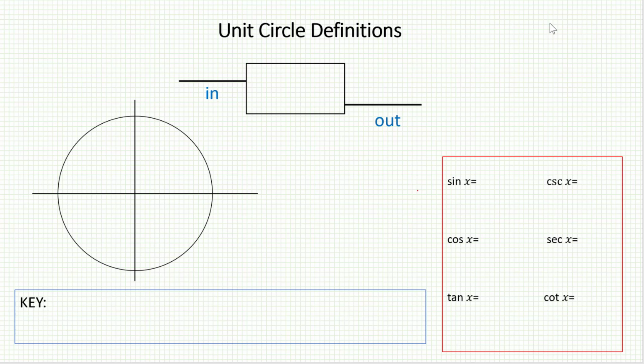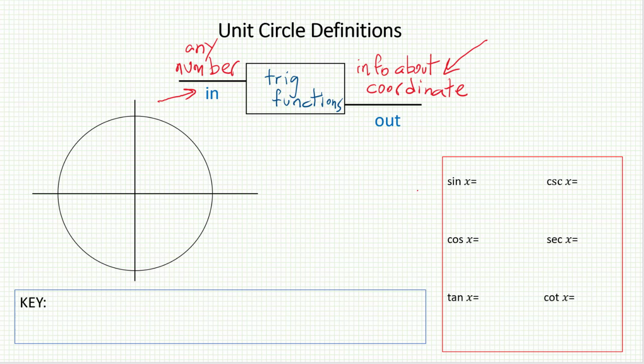Unit circle definitions. So far with our trig functions, we have been able to stick in any angle. Well, we want to broaden this out so that we can stick in any number. In other words, I want to be able to just stick in the number 10 or the number 27. What the trig functions are going to send out to me is information about a coordinate. Okay, here's how this new definition works.